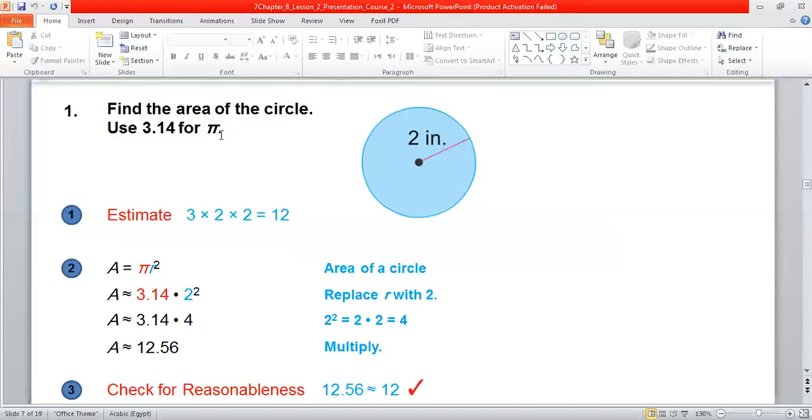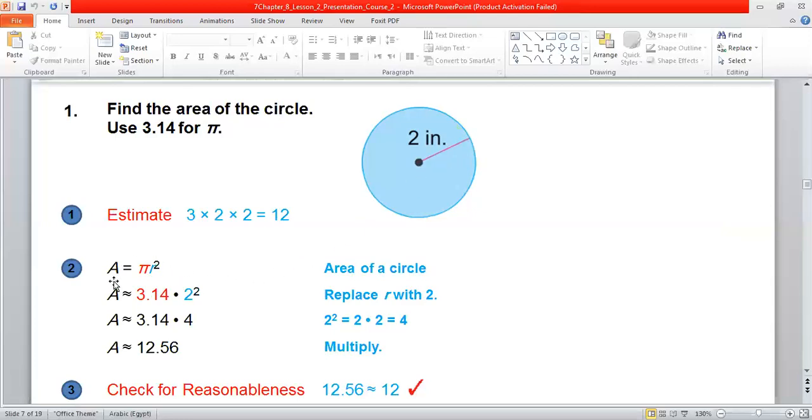Look with me, my friend Mohammed. If I need to find the area of the circle, we will use pi equal to 3.14. Do you know the meaning of the red line here? This red line is the radius.